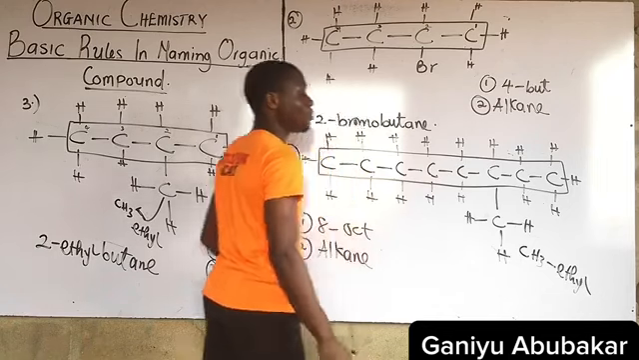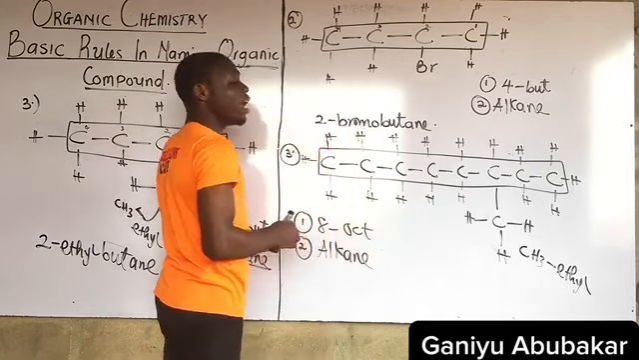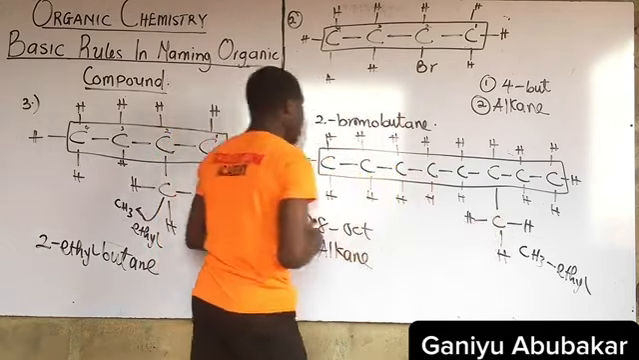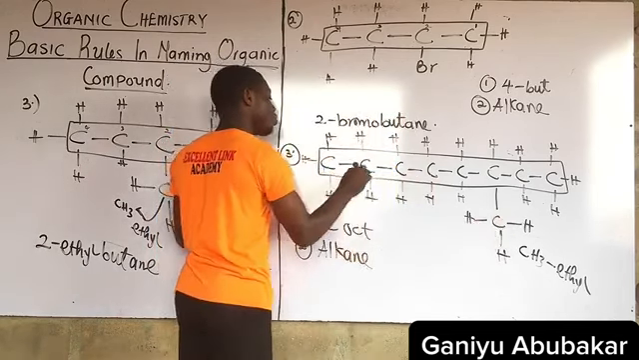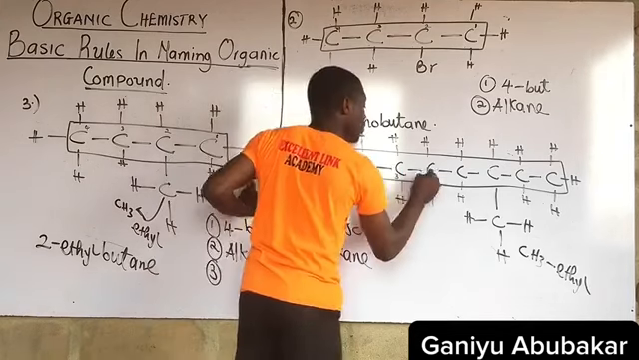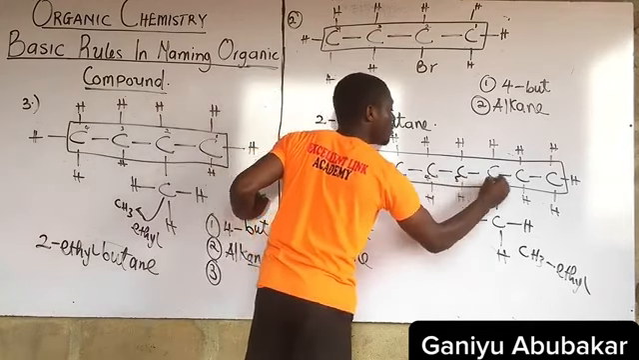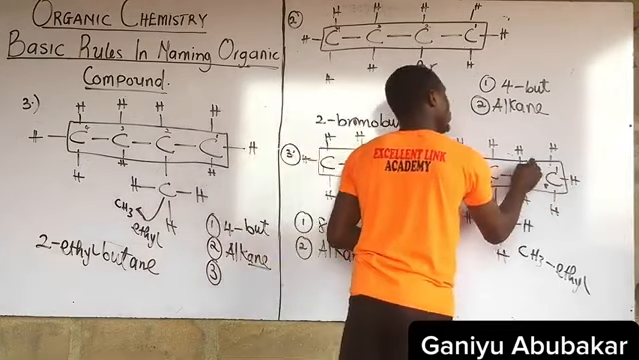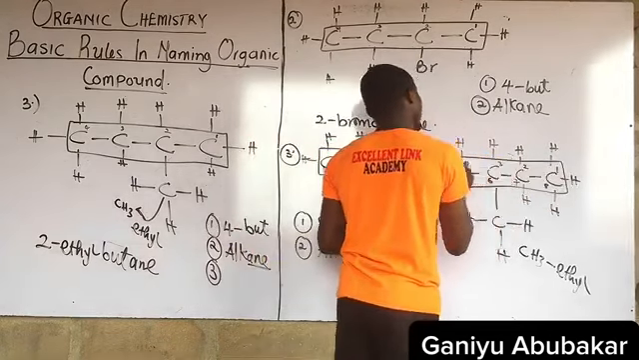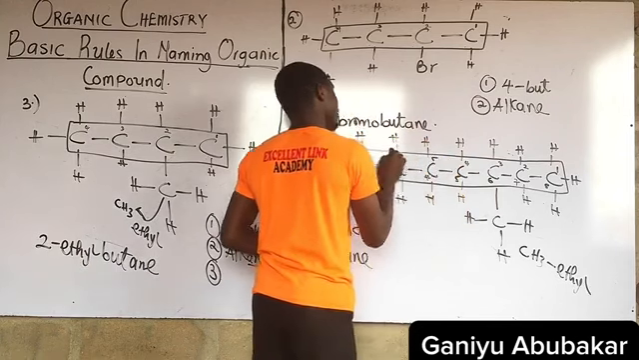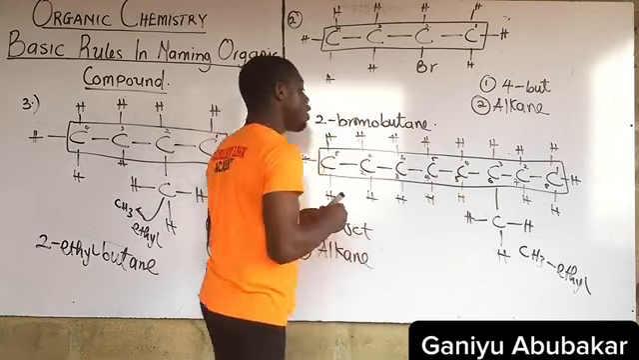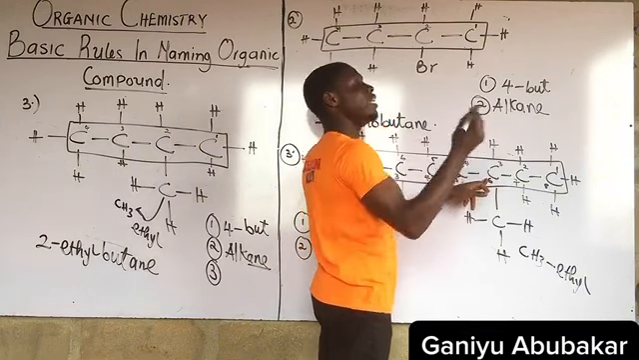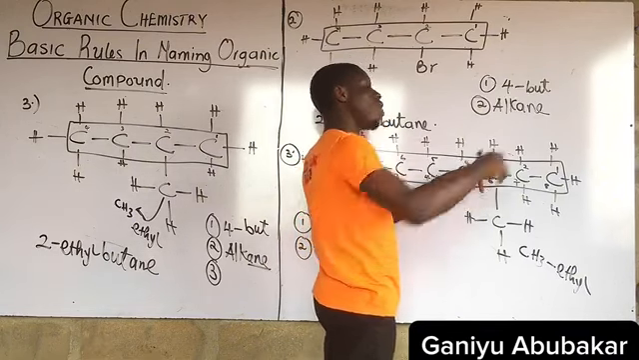So how do we name this compound? We said rule 3 says what? Look for the least possible number for the substituent. This substituent here. Let's go to the upper numbering. This is 1, 2, 3, 4, 5, 6, 7, 8. Lower numbering: 1, 2, 3, 4, 5, 6, 7, 8. In between upper numbering 6 and lower numbering 3, which one is the least? Of course, the lower numbering.